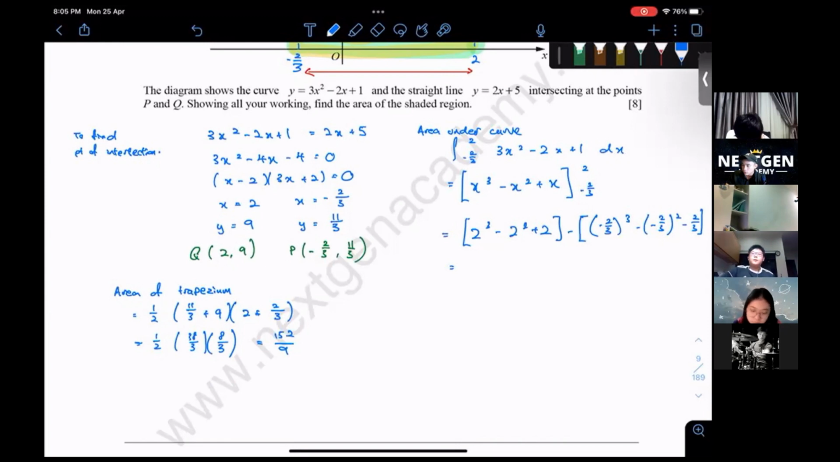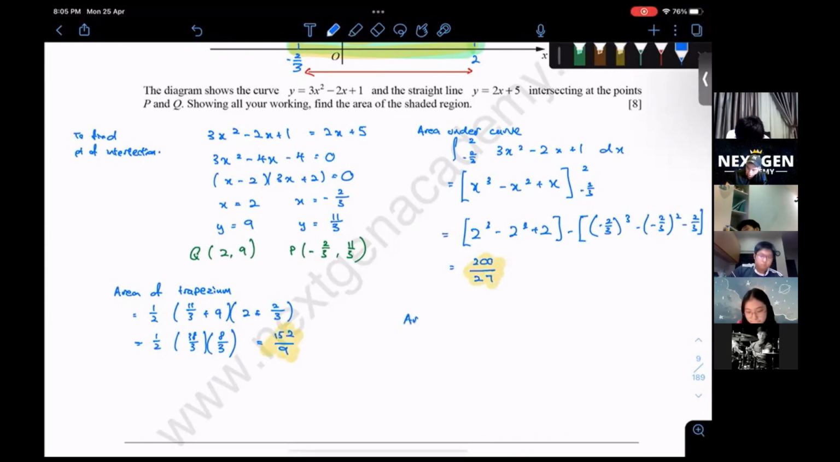So what do you get for the answer? 9.48. No, for this part here, the area under the curve. 200/27. Okay, so I got this.